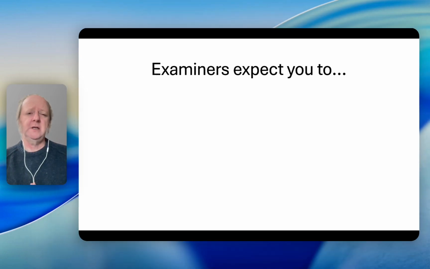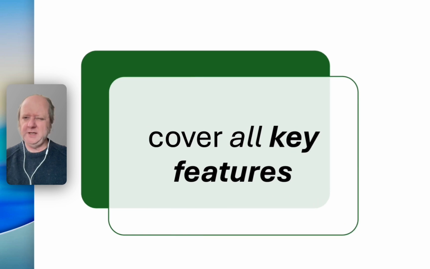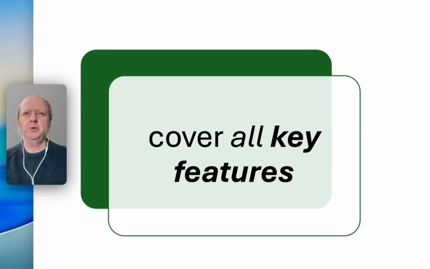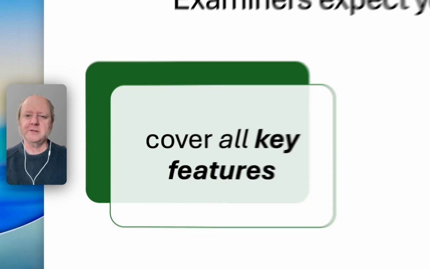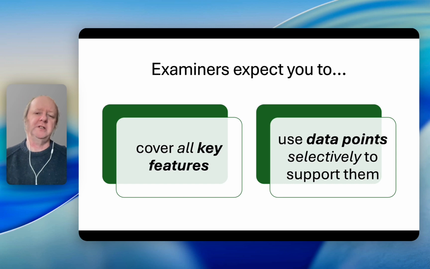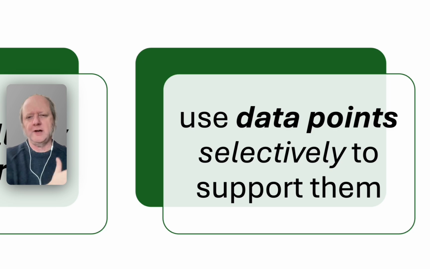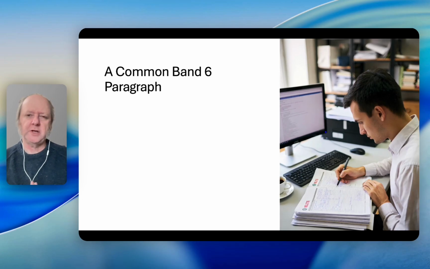With this in mind, examiners expect you to cover all the key features, as we've seen. So that's the most important thing an examiner's looking for. Therefore, it's the most important thing you must write in your task one. Stress its importance. After that, you can use the small things, the data points, and use them selectively to support what you're writing. As an example, let's look at a common band 6 paragraph.